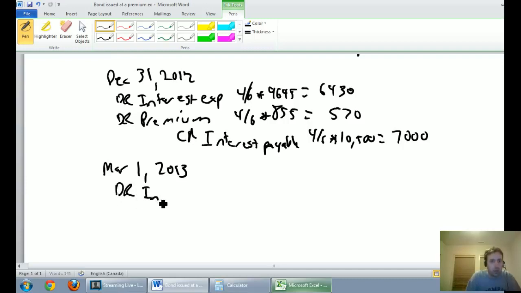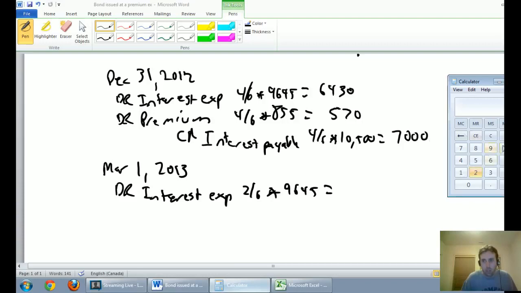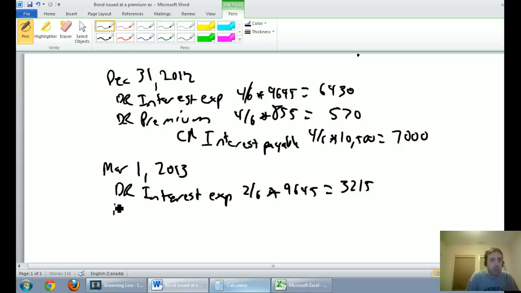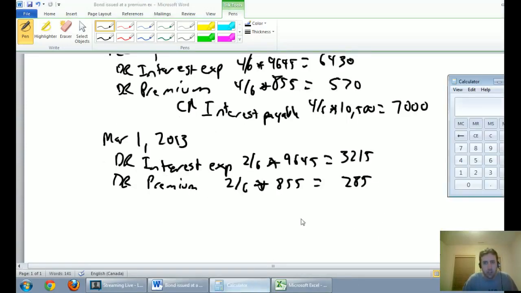We're going to debit our interest expense by 2/6 times 96.45. I should be able to do it in my head, but I can't. It's getting too late. 2/6 times 9645 equals 32.15. We're going to debit our premium by 2/6 of our premium amortization, which was 855, so 2/6 times 855 is, what would it be, 285, I think. I'm going to double check that, but let's see how I did. 2 divided by 6 times 855, 285.